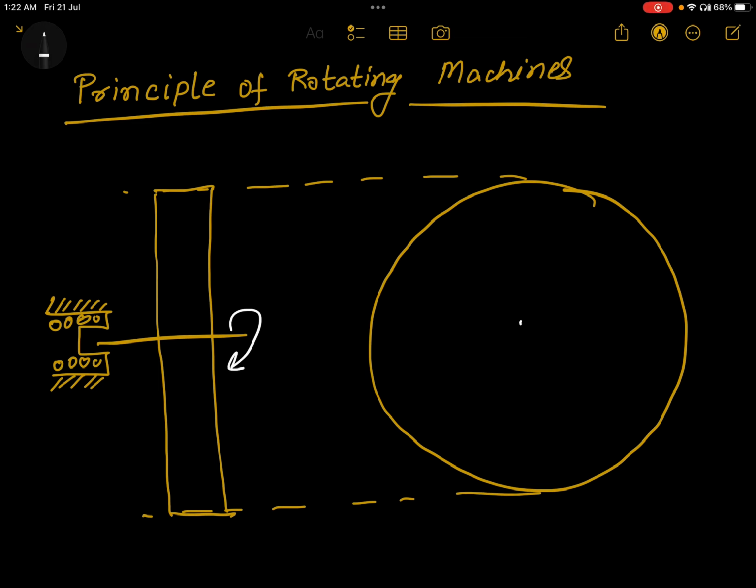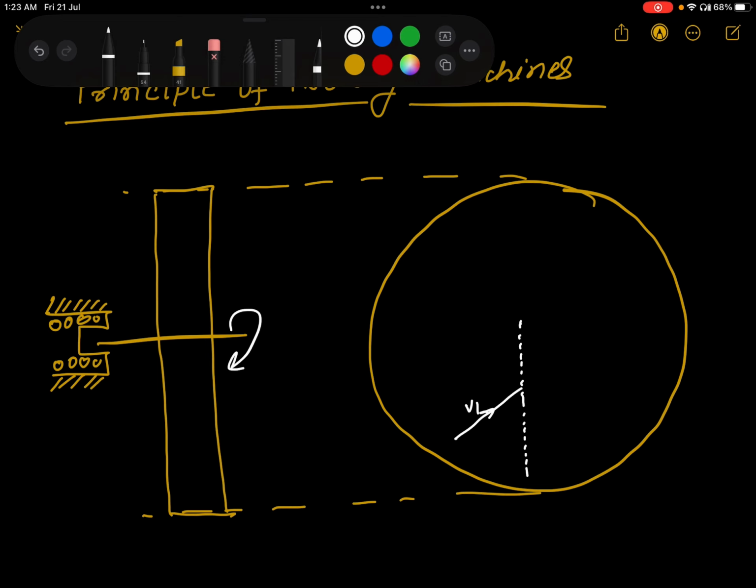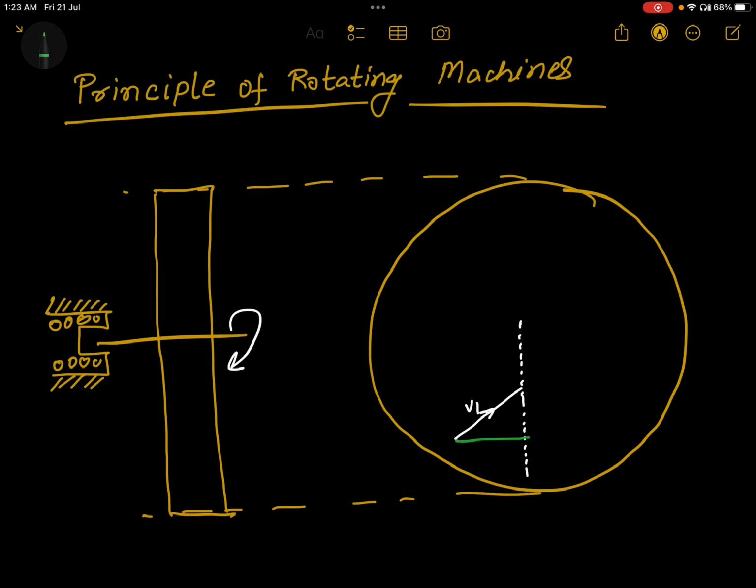Let's say there is a fluid which will enter to rotate it, for whatever may be the reason. Let's say there is a fluid which is entering like this at a specific angle. It is V1. So the different components of this fluid will be this and this. This component will be VW1 and this component will be VF1.